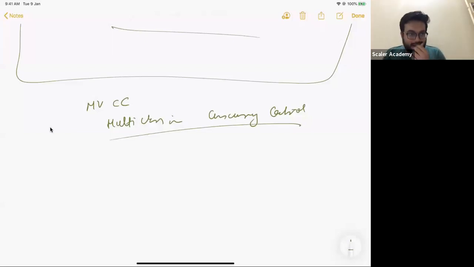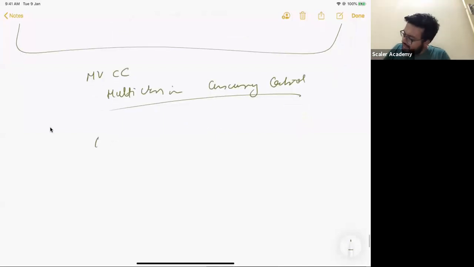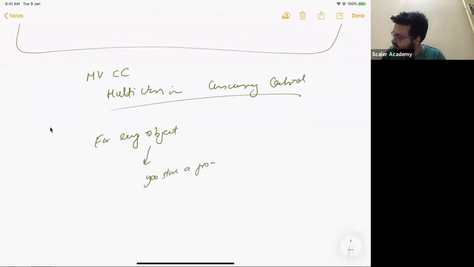What does it mean? It simply means that you are going to maintain multiple versions for every data point so that the snapshot can work. So what would happen? For every object, you do not store only one value, you store a group of values. How do we store a group of values?